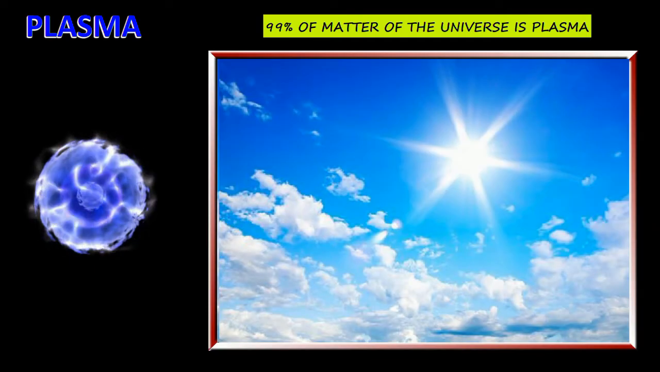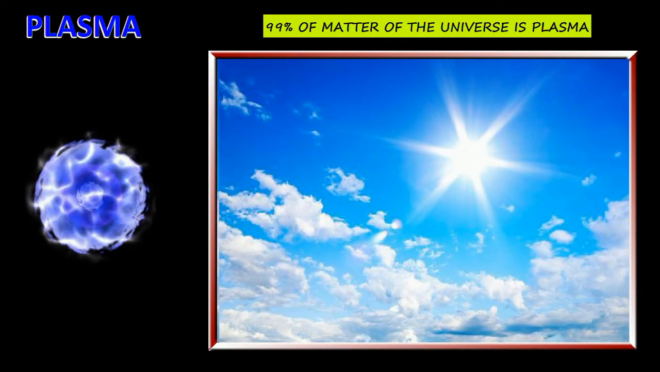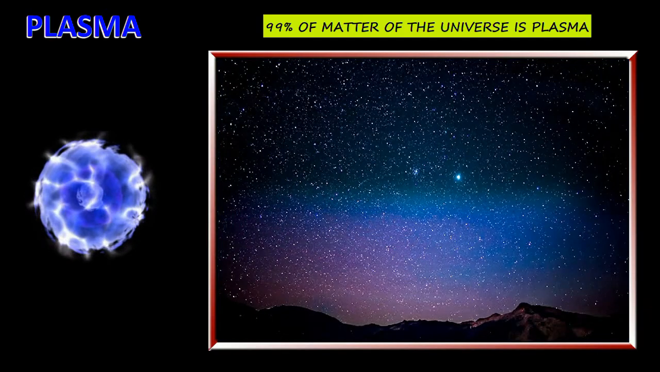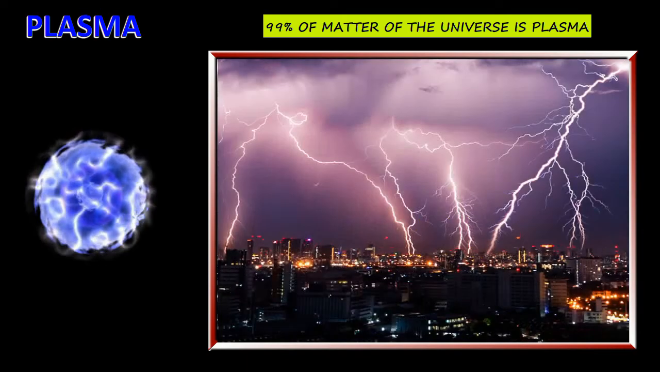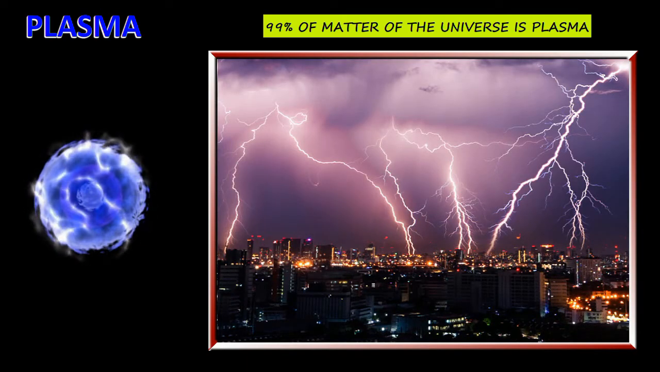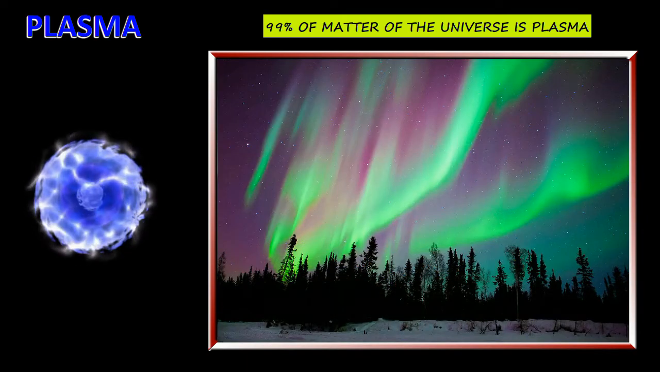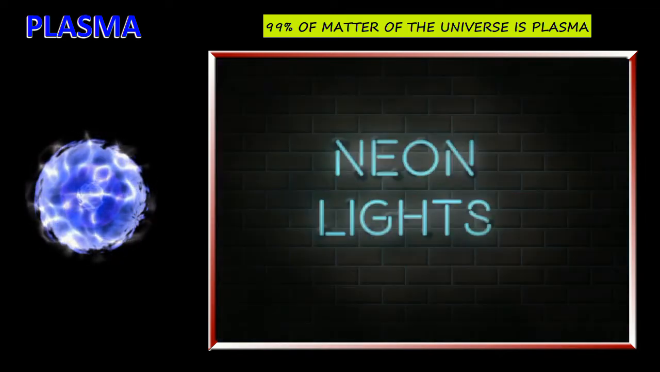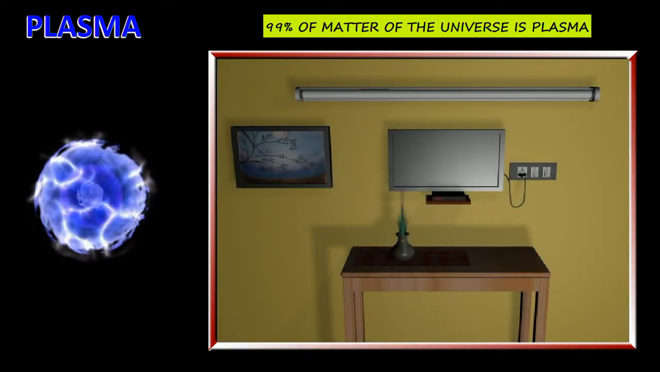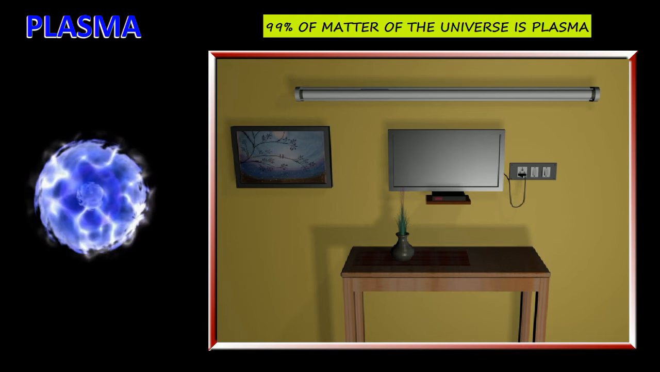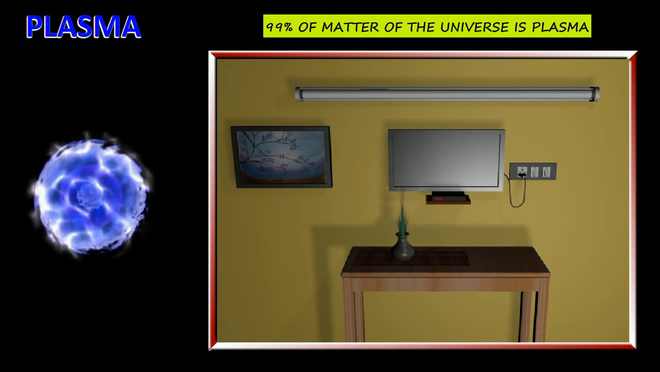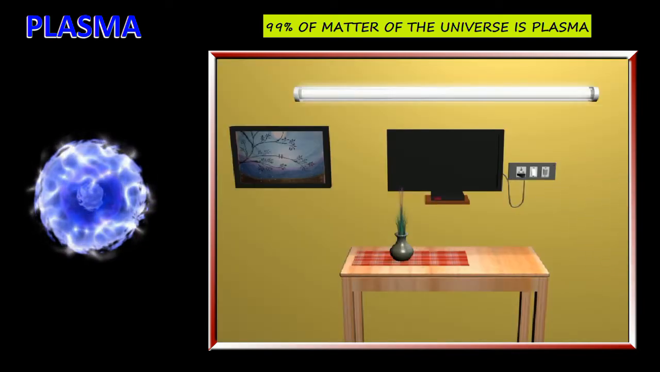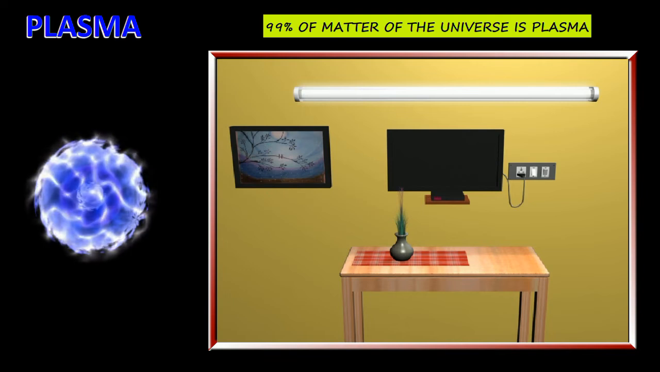The sun and the stars consist of plasma. The lightning and the aurora borealis are nothing but plasma. Neon lights and fluorescent tubes are also plasma. In fact, when we switch on a fluorescent tube, we are actually effecting a change of state from gas to plasma.